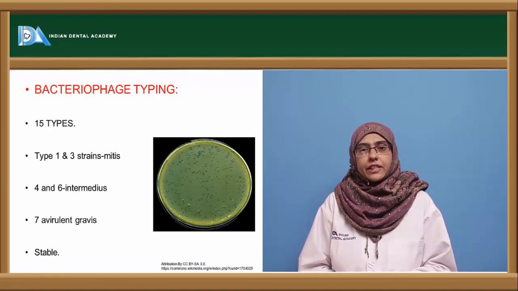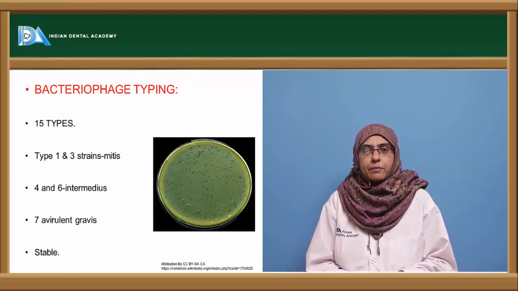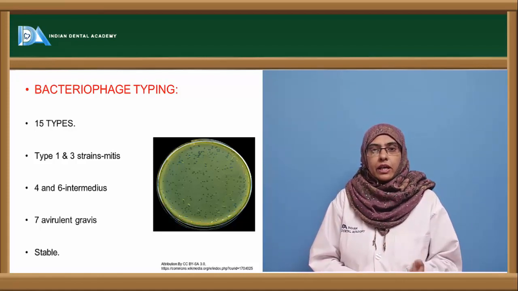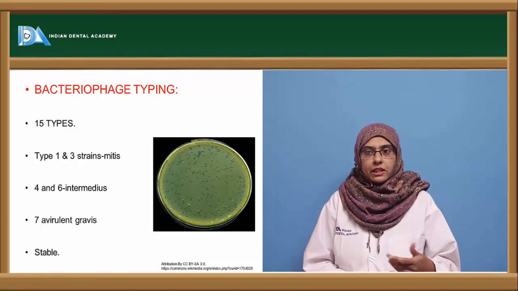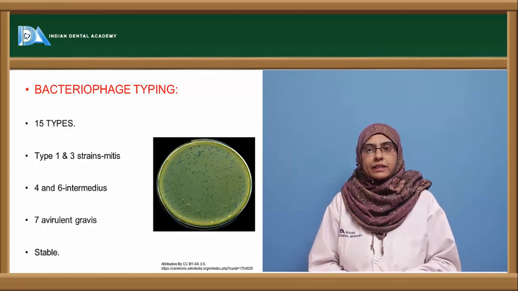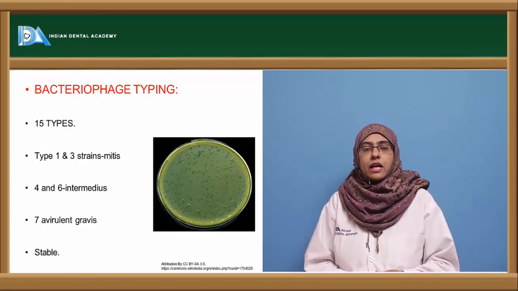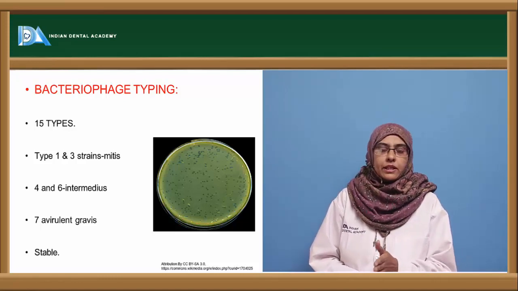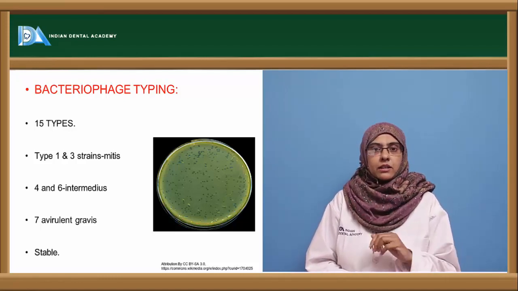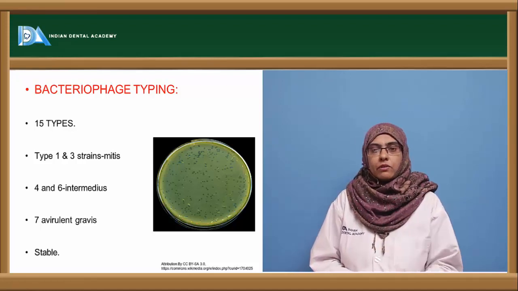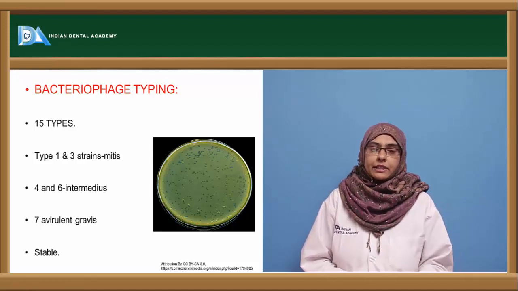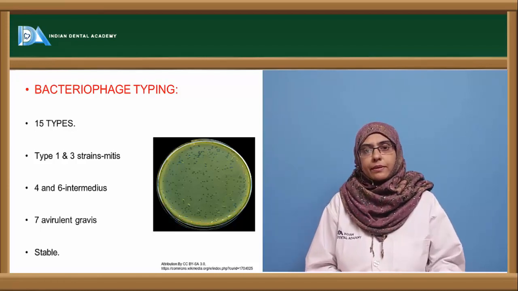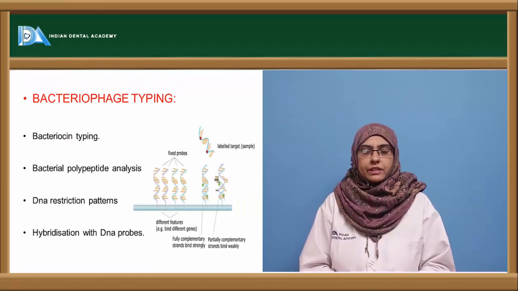The other type of classification is mostly bacteriophage typing, and 15 bacteriophage types have been identified, where type 1 and type 3 strains belong to mitis, type 4 and 6 belong to intermedius, and type 7 is the avirulent gravis. All the remaining are the virulent gravis types that are involved in the pathogenic characteristics of this particular disease. And bacteriophage typing is the most stable one when compared to the other types of classification.